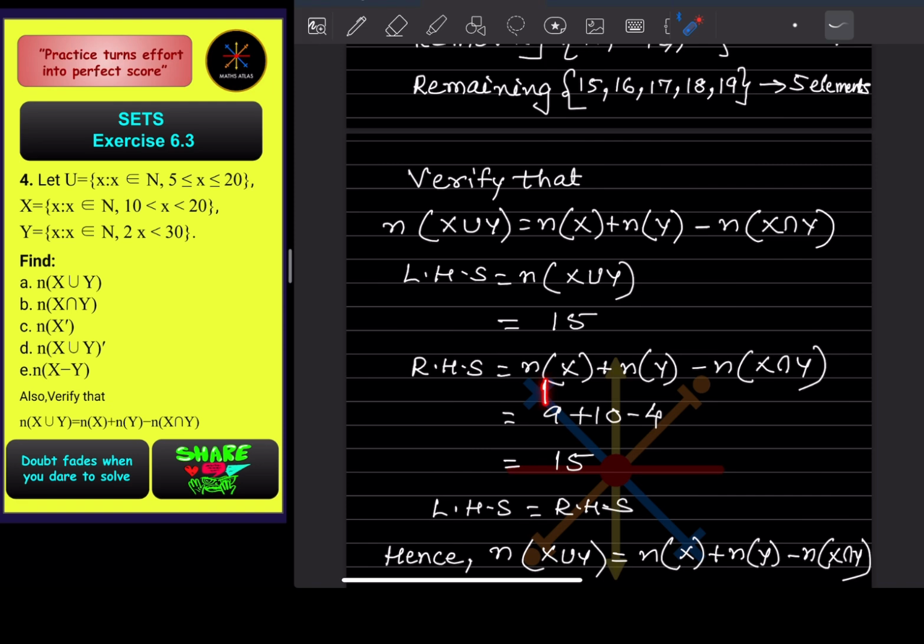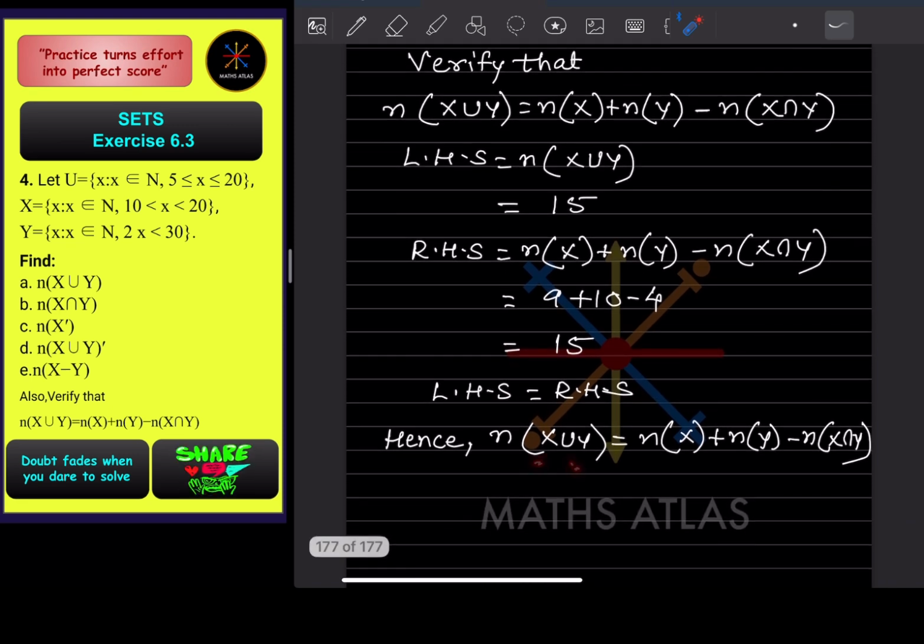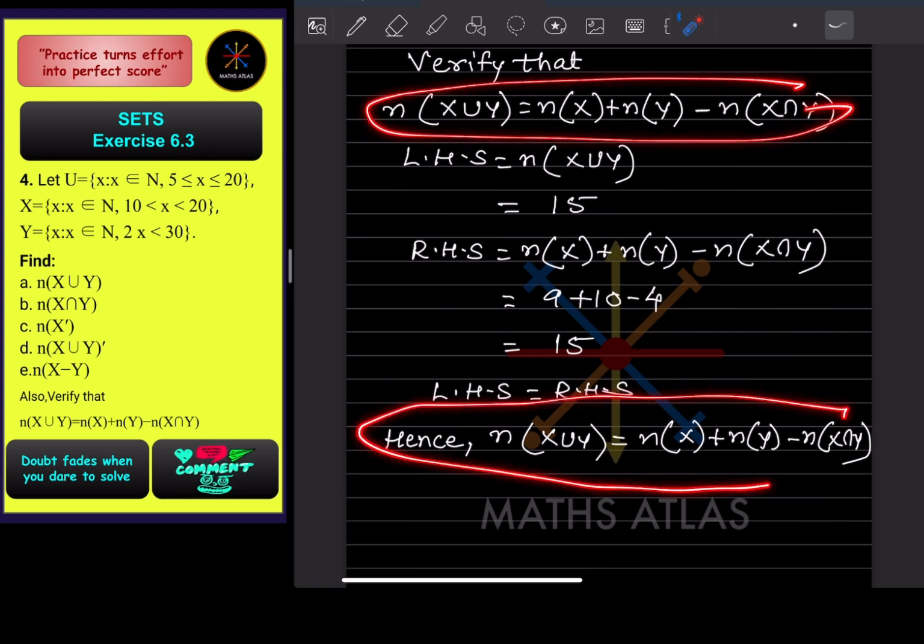N of x is 9. You can just scroll and see n of y is 10 elements, and n of x intersection y is 4 elements. So when you solve this, we get 15. So what we can see is LHS and RHS are both the same. So LHS is equal to RHS. So whatever they asked to verify, that is the same.